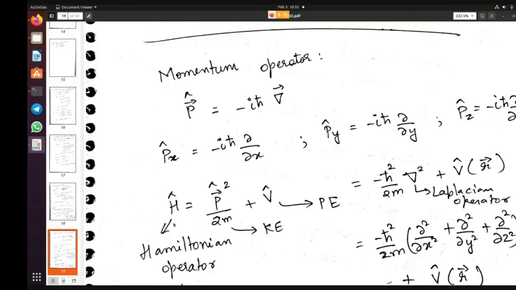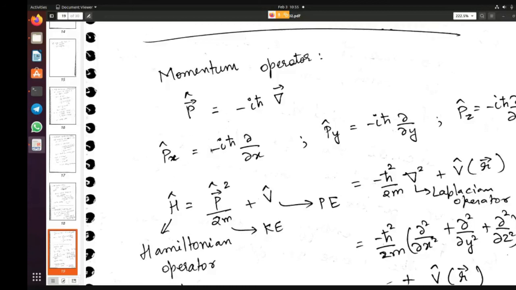Okay, and this, I told you, was the Hamiltonian operator. I talked about it just now. So the Hamiltonian operator is given by the momentum operator squared by 2m plus V. So this is your kinetic energy plus potential energy. Okay, that is your Hamiltonian operator.